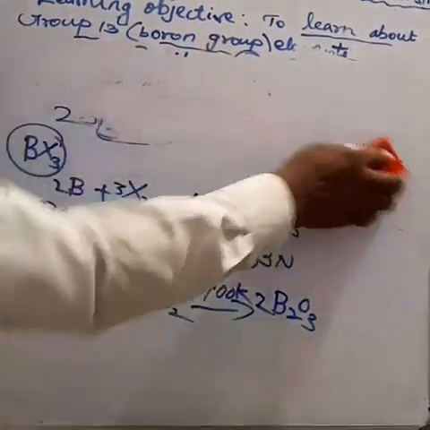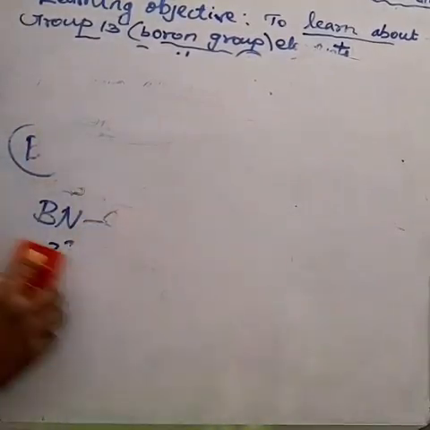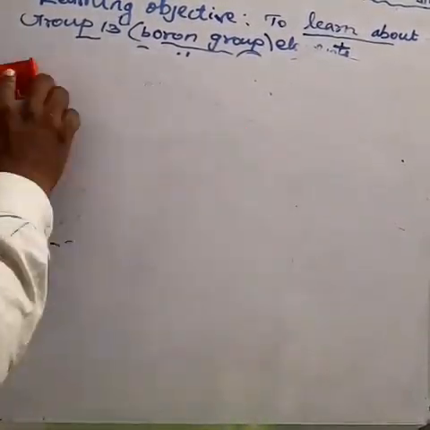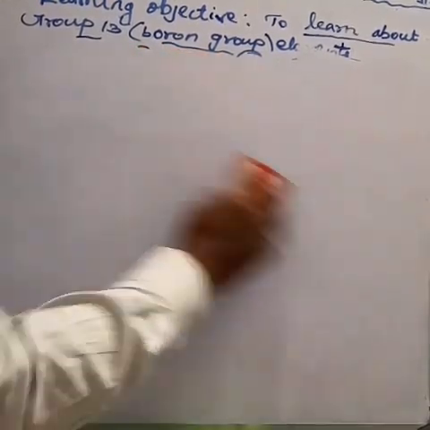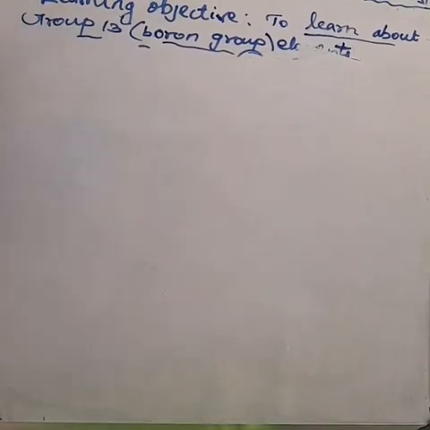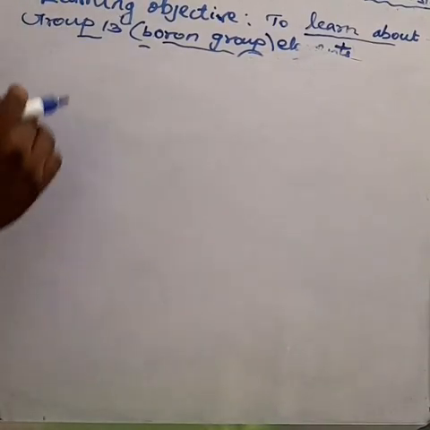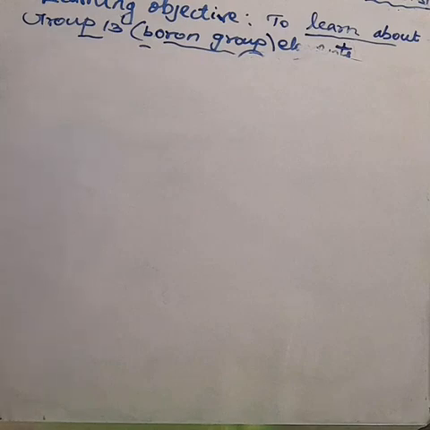Next question. What happens when boron reacts with an oxidizing acid? That is, we simply know about the mineral acids. Mineral acid means sulfuric acid, nitric acid, hydrochloric acid. Already we learned in the 10th grade. Here, sulfuric acid and nitric acid are used as oxidizing agents. So we are using the name oxidizing acid.